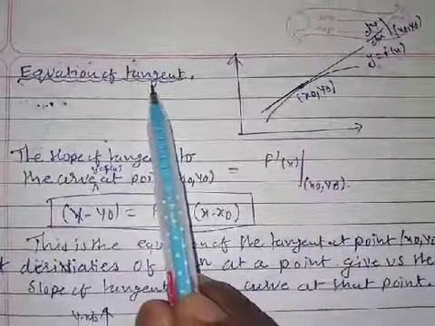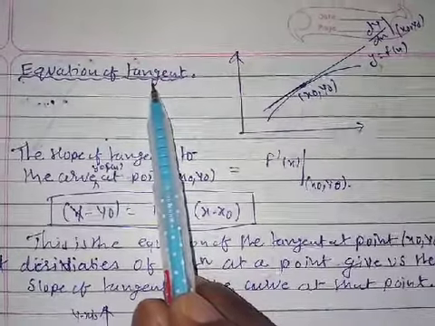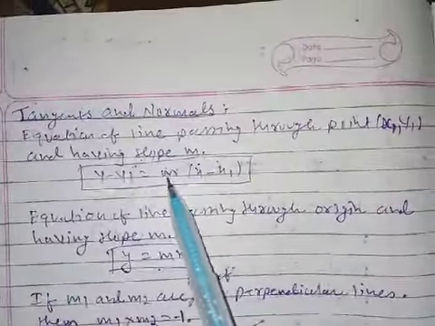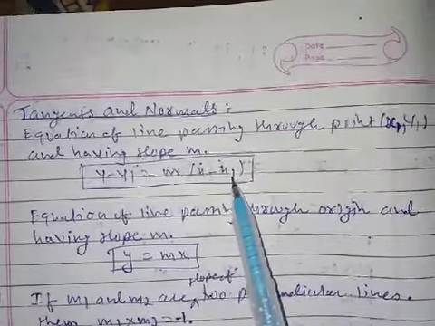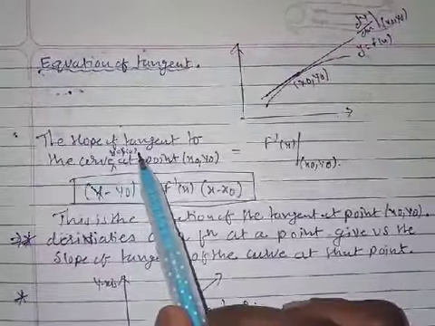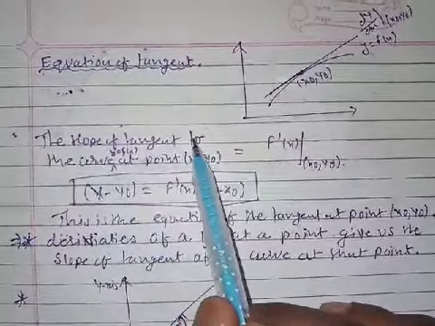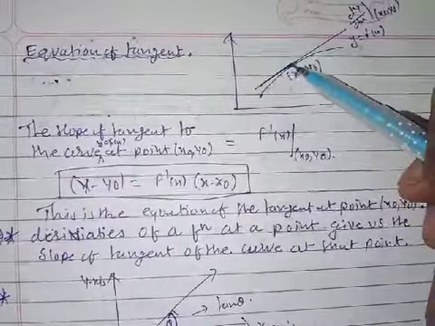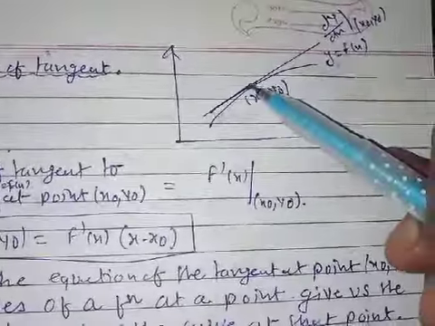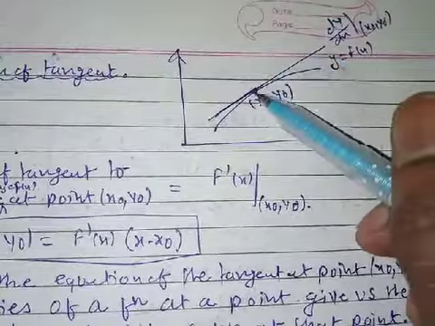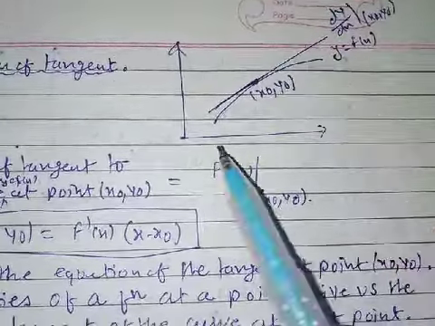Now, equation of tangent. We know that it is y minus y0 equals m into x minus x1. In place of m, you have to take the derivative when curves come. Suppose we want the slope of a tangent to the curve y is equal to f(x). The curve and its equation will be given. At a point, suppose this is a curve, you have to find the slope and the equation of the line. So this is a tangent at the point x0, y0, and that will be the slope.